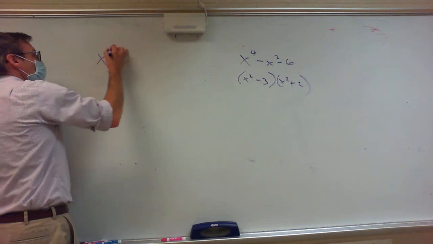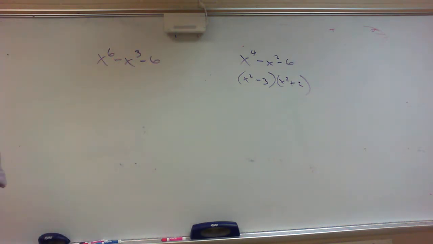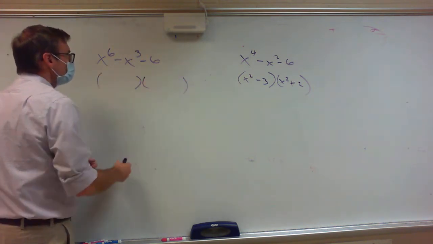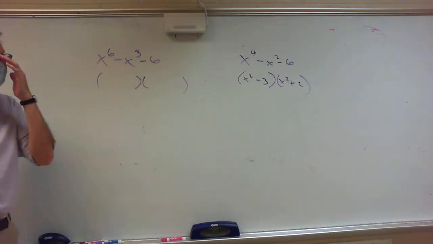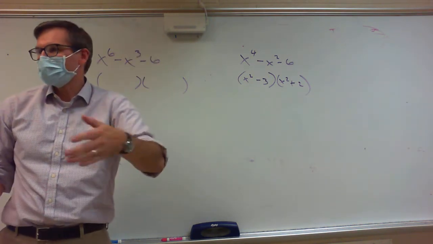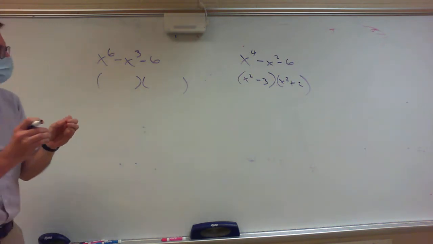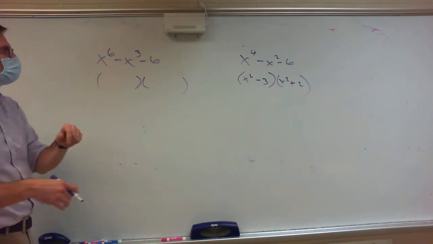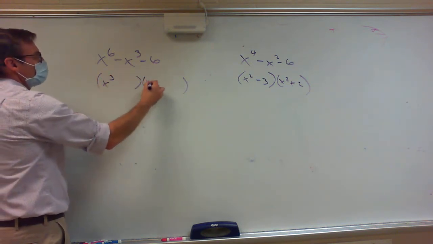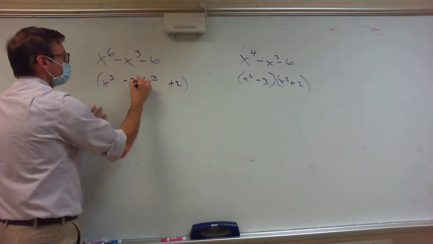Well, what if I gave you x to the 6th minus x cubed minus 6? It's the same thing, right? We're going to do two sets of parentheses, and you think, well, what times what gives you x to the 6th? Now, granted, there's lots of ways. You can say x to the 5th, x to the 1st, x squared, x to the 4th. You need to make sure your powers of x are the same, and so that's going to give me x cubed, and that gives me x cubed. And then we'll still do our plus 2 and our minus 3.